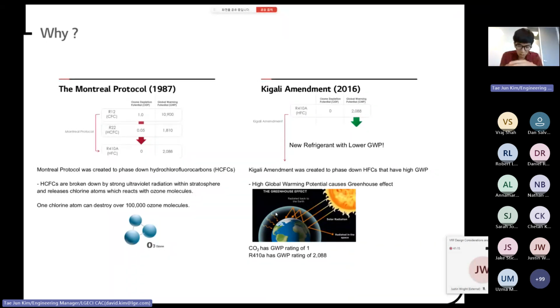When many people talk about the greenhouse gas effect, they use CO2 as an example, which traps the heat inside and makes the earth hotter. So R410A has a GWP rating of 2088, which means it traps heat 2088 times more effectively than CO2, right? Having a higher GWP means it can cause more greenhouse effect, and that is why during the Kigali Amendment, they decided to reduce the GWP requirement further down than 2088.